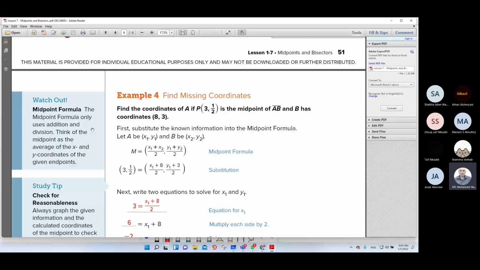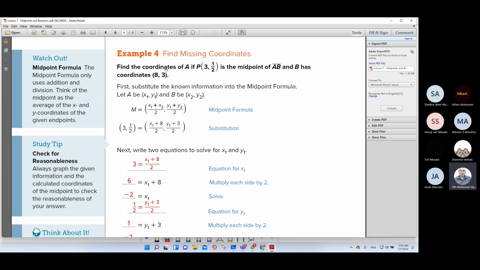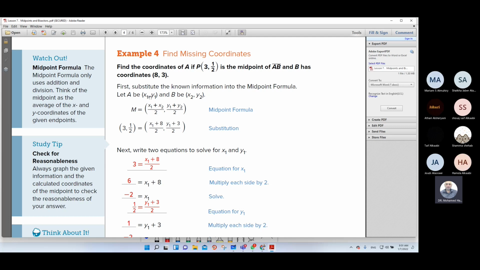Then we can use this rule to find the missing coordinates. For example, find the coordinates of A if B (3, 1 over 2) is the midpoint. This is the midpoint. We know now the midpoint of the segment AB, and B has coordinates 8, 3. We know the first endpoint, but we don't know the second endpoint. So first, substitute the known information into the midpoint formula. We don't know A, so A will be x1, y1. We know B represents x2, y2. And we know the midpoint.